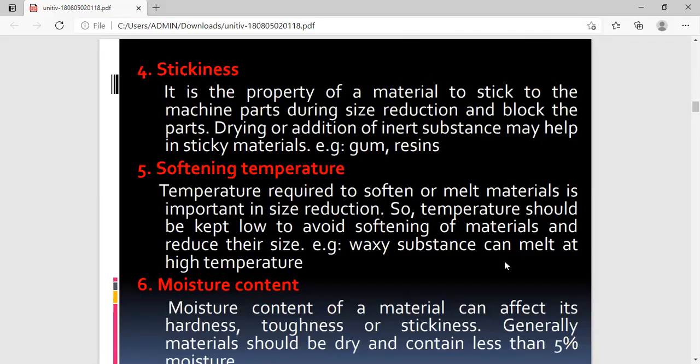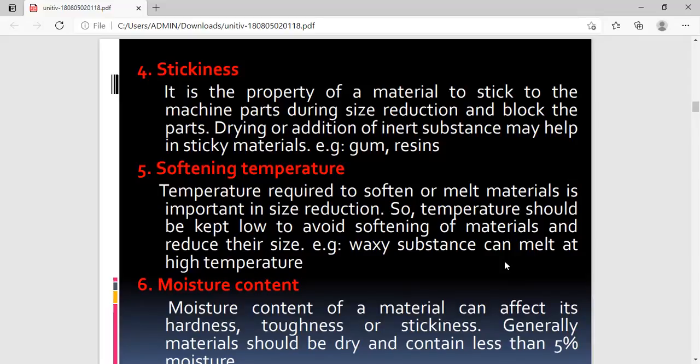So these are the different other parts. Stickiness. It is the property of the material to stick to the machine parts during the size reduction and block the parts. Drying or addition of inert substance may help in avoiding this problem of sticky materials.